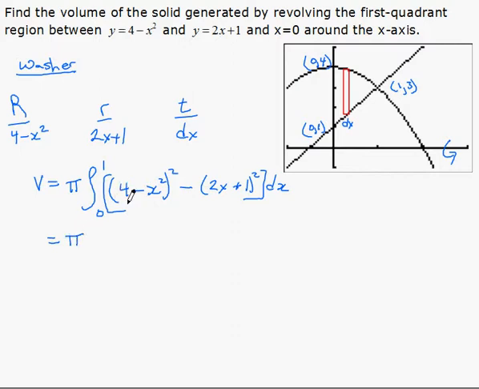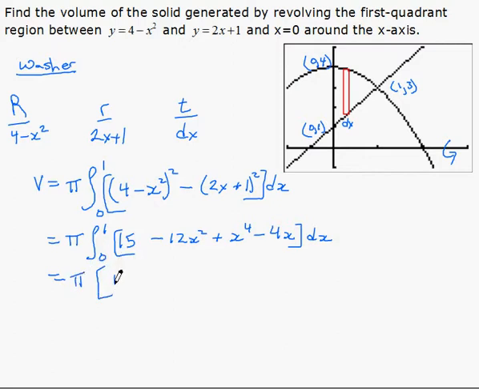Simplifying this expression then, we need to expand the brackets and then subtract. That gives us 15 minus 12x squared plus x to the 4 minus 4x, and that lets us integrate.